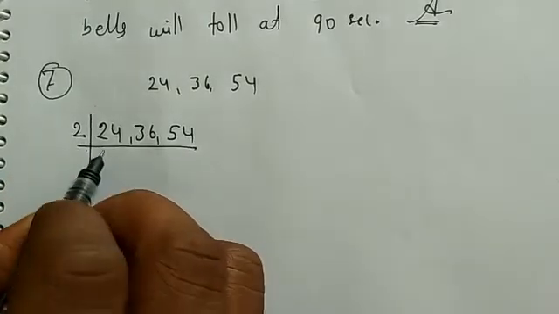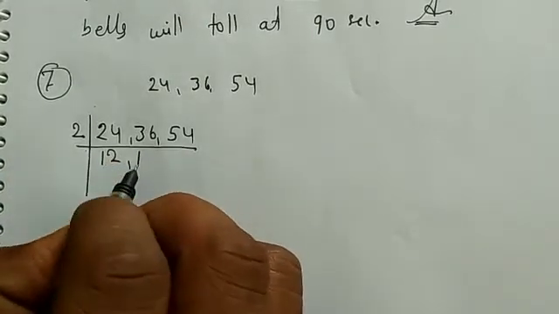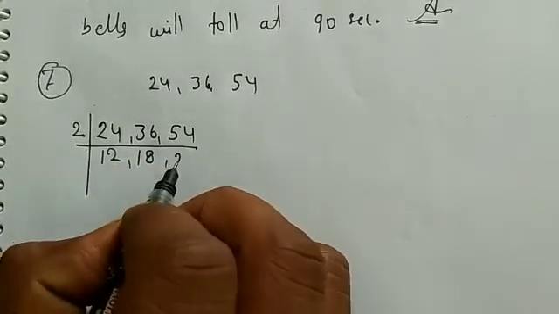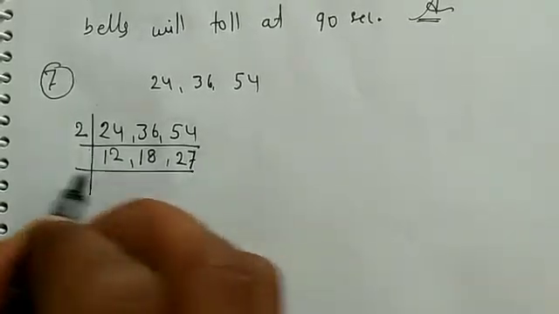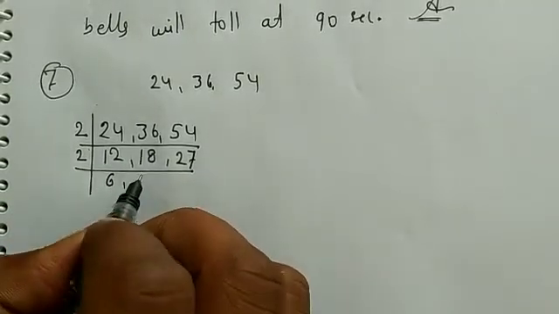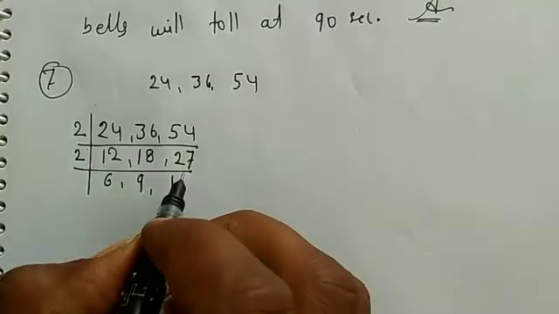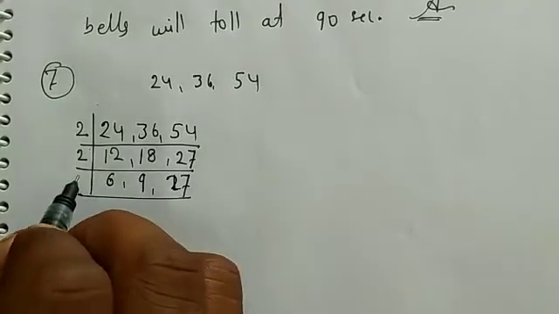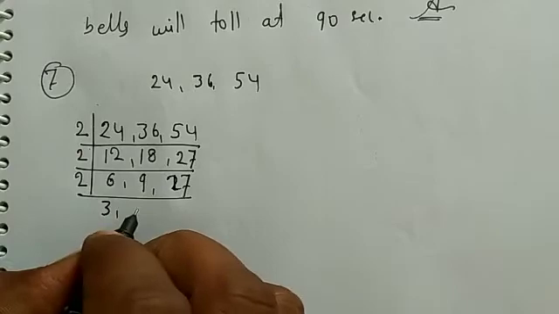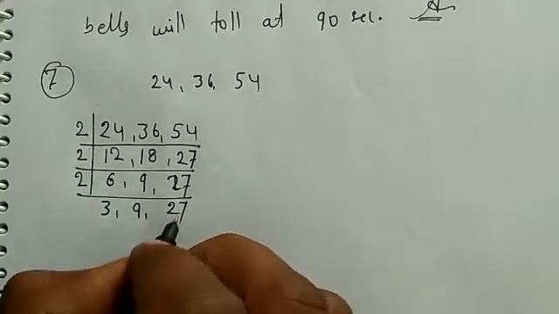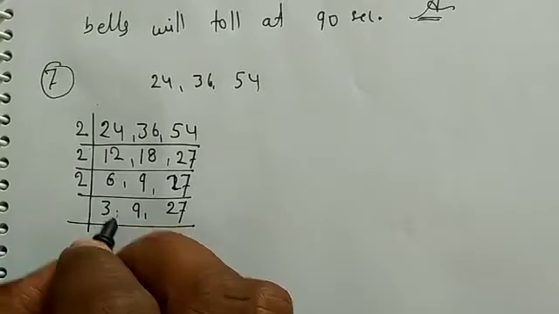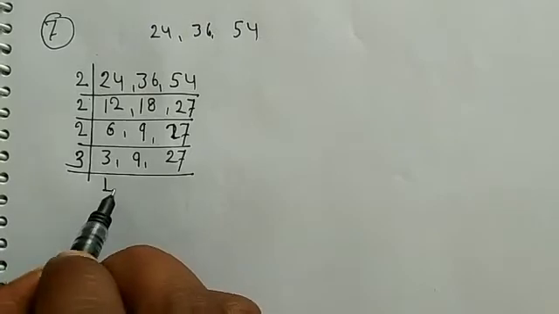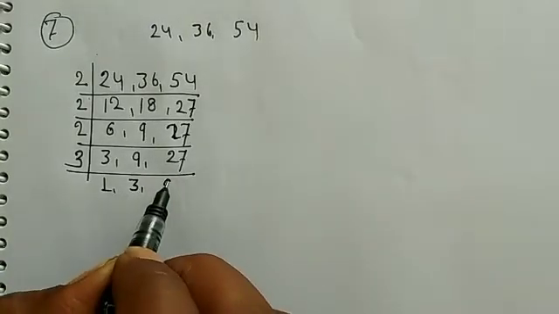Divide by 2. 12 by 2 is 24, 18 2s are 36 and 27 2s are 54. Divide by 2 again: 2 6s are 12, 2 9s are 18, 2 1s are 2. So 27 will not divide by 2. This is 6, which can be divided by 2 also. 2 3s are 6, 9 as it is, 27 as it is. Now there is not any number divisible by 2. Divide by 3. 3 1s are 3, 3 3s are 9, 3 9s are 27.